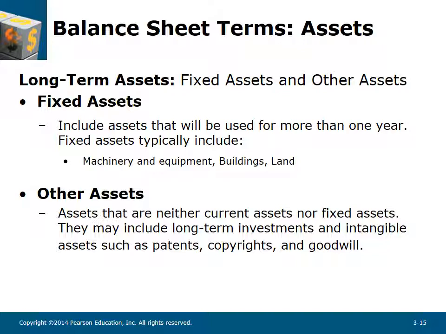Now, what makes something a fixed or plant asset? It's a tangible item we're using to produce revenue. And there's some other items that we talked about: intangibles, patents, copyrights, goodwill. There's also things called long-term investments. Maybe the company invests in the stocks or bonds of another company, so they're the owner of those, and we'll be addressing those throughout the semester.